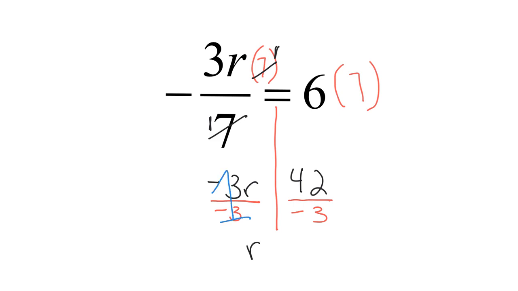You bring down the r. I'm going to bring down the equal sign. And on the other side, 42 divided by negative 3. Careful with the signs. That'll be negative 14. So my answer is r equals negative 14.